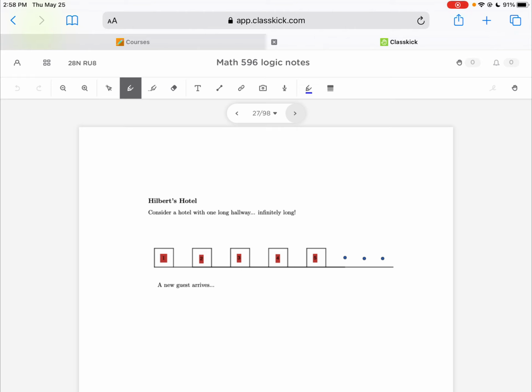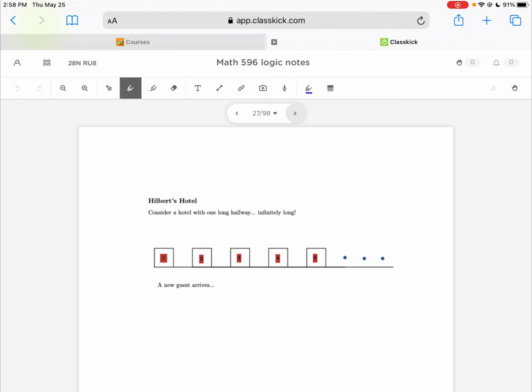So we're going to consider a hotel that has just one long hallway. And in fact, it's infinitely long. So the rooms are numbered by the natural numbers. The very first room is labeled 1. The second room is labeled 2. The third is labeled 3. And it just goes on forever.